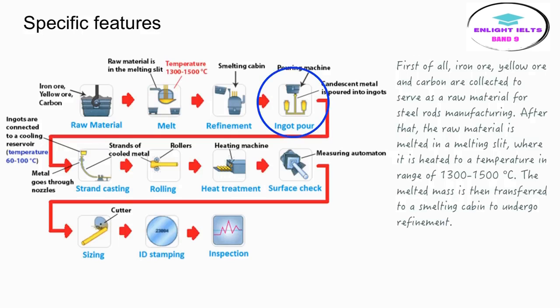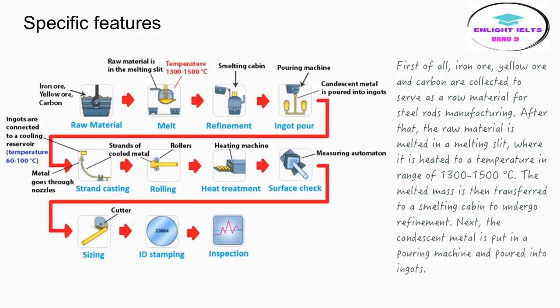Then comes the fourth stage. It's called ingot pour. The picture shows a pouring machine that pours some material into containers, and a short explanation says, "Condensed metal is poured into ingots." Using this information, I wrote such sentence. Next, the condensed metal is put in a pouring machine and poured into ingots. And that's all with our first paragraph for specific features.